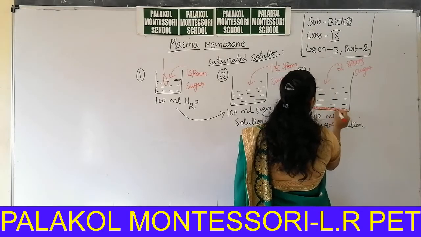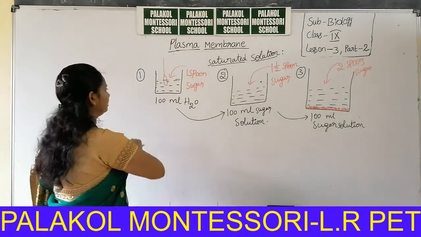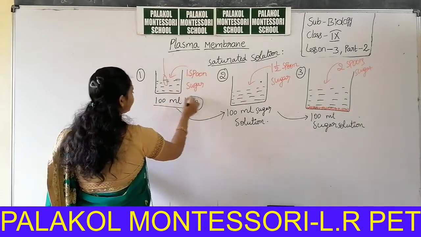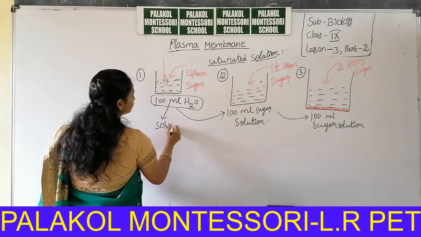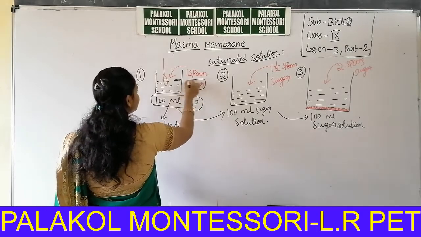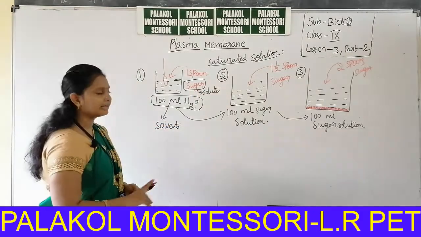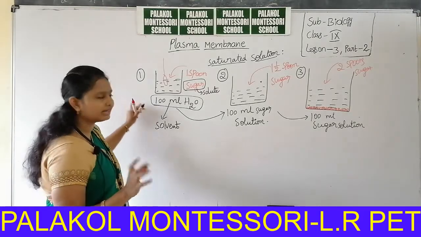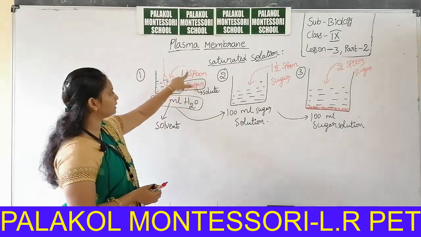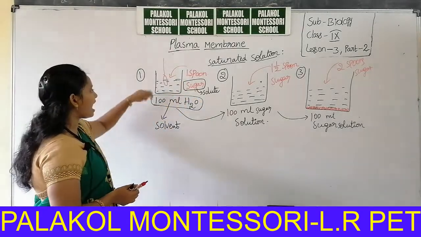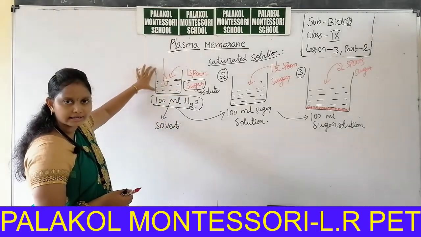Why does it take place, students? Because here I am taking 100 ml of water. Water means solvent. Am I correct? Sugar means solute. Carefully listen. Carefully concentrate here. 100 ml of water belongs to the solvent and 1 spoon of sugar belongs to the solute. So, after stirring with the spoon, the sugar particles completely dissolve in the water.